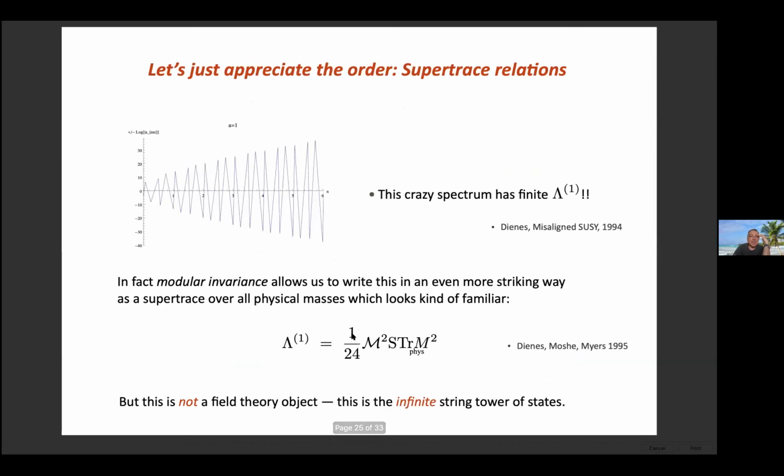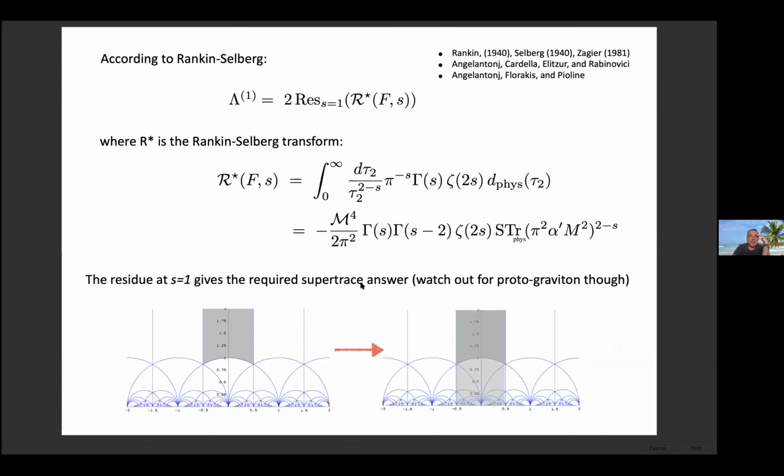So this one gives me that. It's an exercise you can do. If you're sitting there with your Mathematica notebook open, put this function in, take the residue at s equals 1, and you'll get 1 over 24 times the M squared, which is what you want. And what this thing does, it's an amazing thing, the Rankin-Selberg technique.